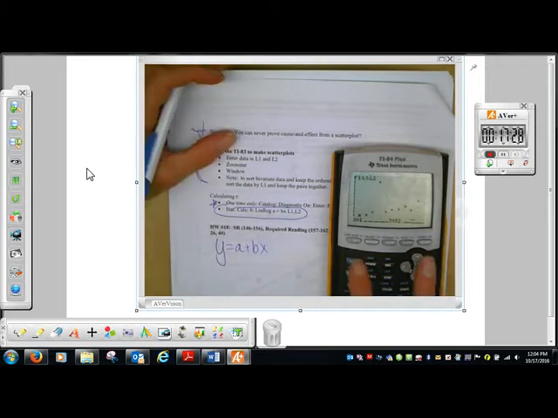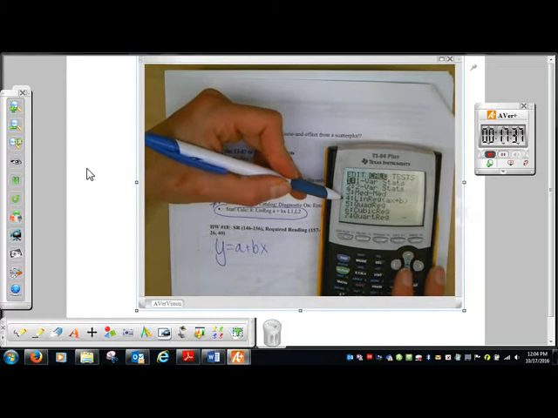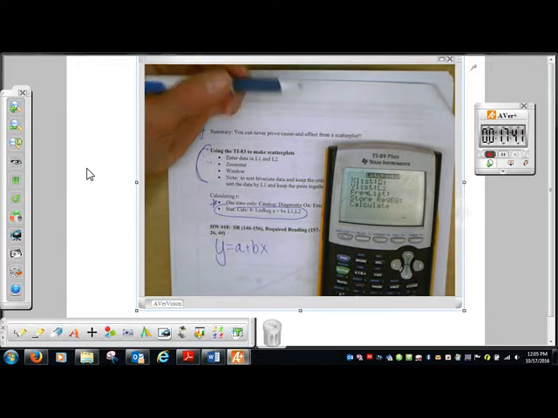So now I'm going to go to second, Quit. I'm going to go to my home screen. I'm going to go to Stat, Calc. Now I want linear regression a plus bx. You'll see a linear regression here. You never do that one. It's the 8th one, so you hit 8. Okay, it's the 8th one.